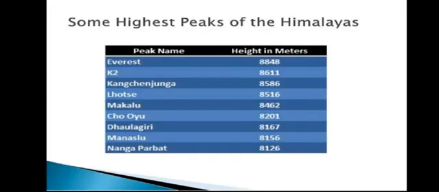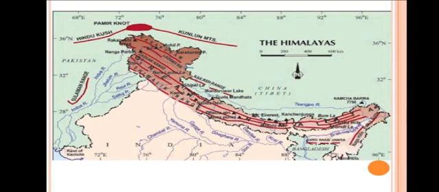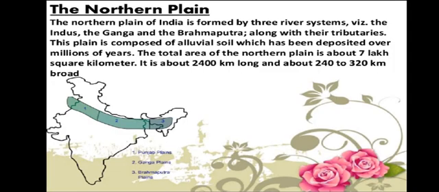After that we saw highest peaks of the Himalayas. It is given here according to their height in meters. Here you can see the north to south division of Himalayas from Kashmir to Arunachal Pradesh. After that we discussed about the northern plains.